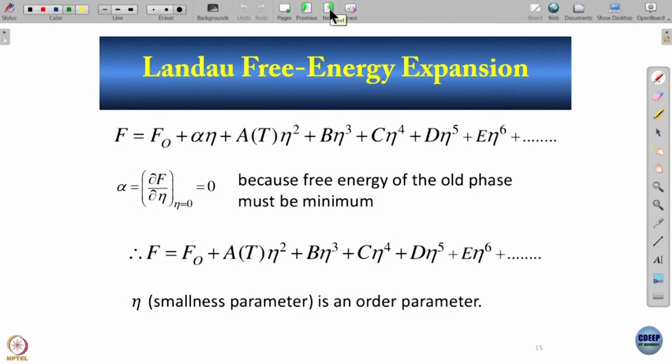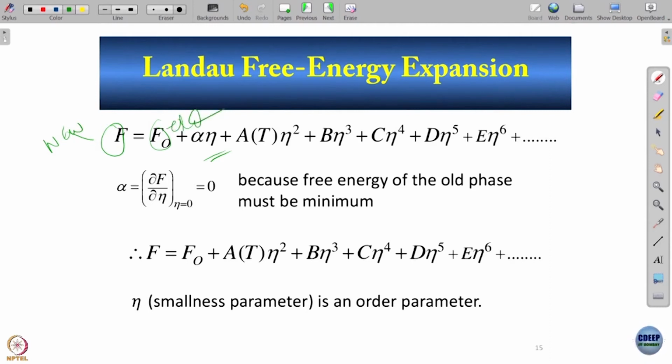So this is the Landau free energy expansion. Once he defined the order parameter, Landau said, okay, now I know I can expand the free energy. So he went ahead and expanded the free energy in terms of this order parameter, eta, the order parameter. He said, I am just doing a Taylor expansion. I want to describe this: this is the free energy of the new phase, this is the free energy of the old phase, this is new, this is old.